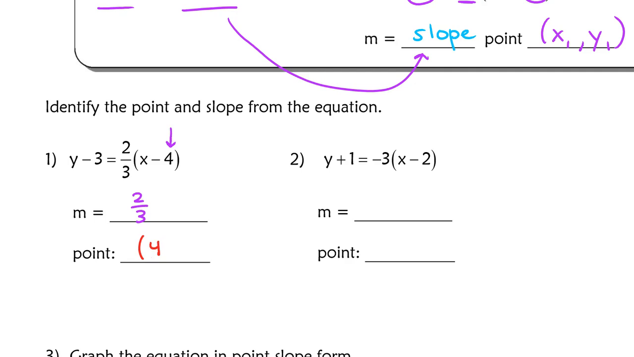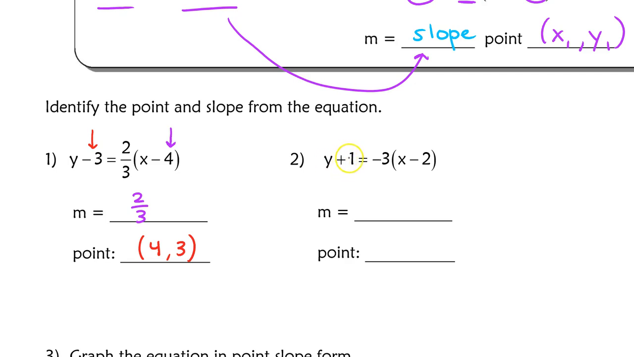Now to get the y value, we look at the number that follows this y here. It looks like it's a -3, but instead of using -3, remember we use the opposite, so we're going to use +3. So the coordinate, the point, is (4, 3). Okay, let's go ahead and practice that one more time. Let's look at example 2.